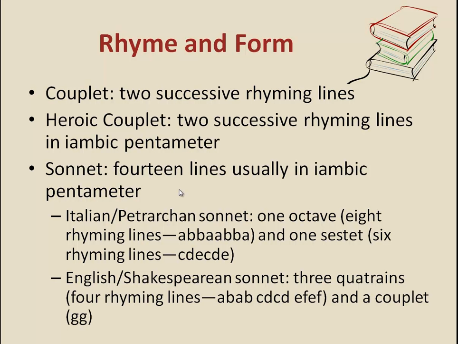So we're going to move on to this idea of rhyme and form to help define the work itself as well. And first you need to know a few terms to be able to apply them. First, what is a couplet? A couplet would be 2 successive rhyming lines, and so the line and then the line below it both rhyme. That would be a couplet.